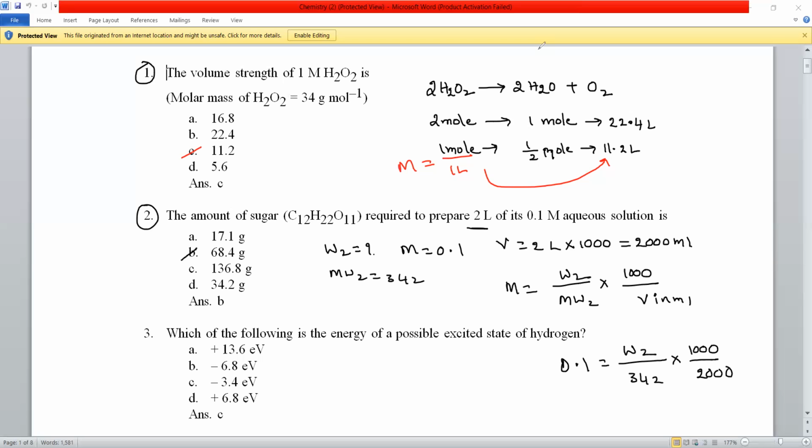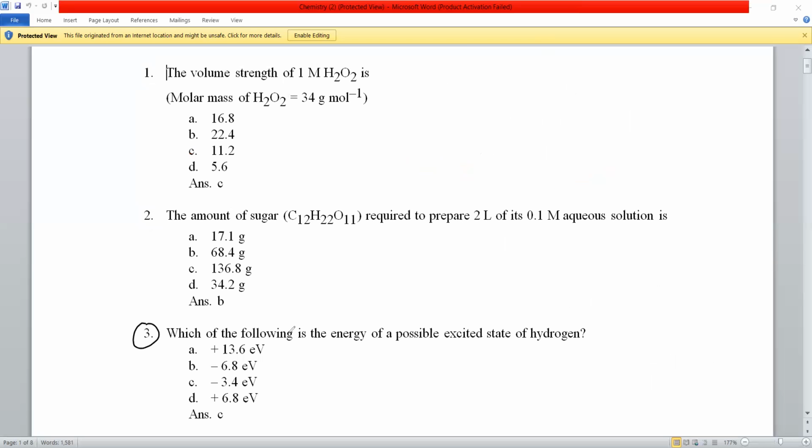Okay, next question number 3. Which of the following energies is possible for excited state of hydrogen? Hydrogen energy they are asking, students. Direct question this one. The positive value is not possible here. So among these two, we have to check.